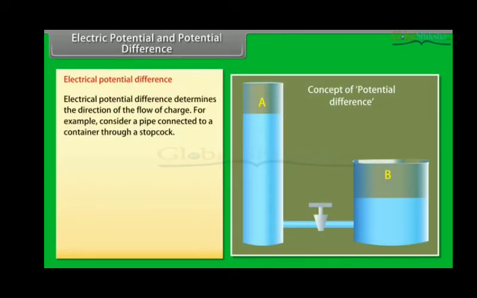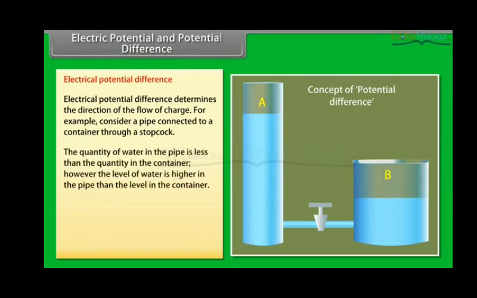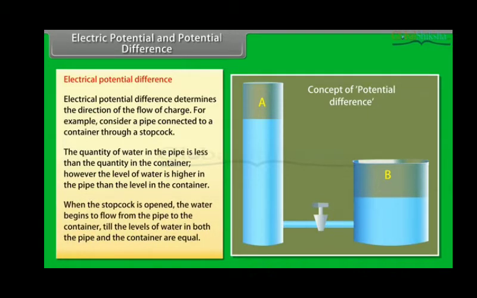Electrical potential difference determines the direction of the flow of charge. For example, consider a pipe connected to a container through a stop cock. The quantity of water in the pipe is less than the quantity in the container. However, the level of water is higher in the pipe than the level in the container. When the stop cock is opened, the water begins to flow from the pipe to the container till the levels of water in both the pipe and the container are equal. This shows that it is not the quantity of water but the level of water which decides the direction of flow of water. It is the potential difference that is responsible for the flow of water.